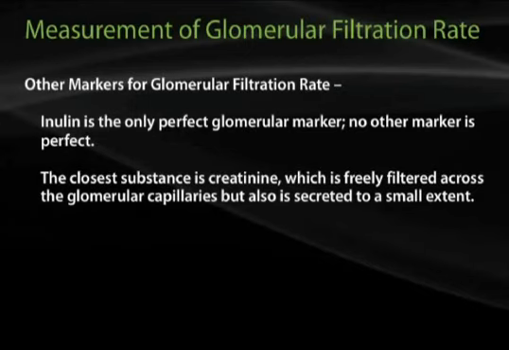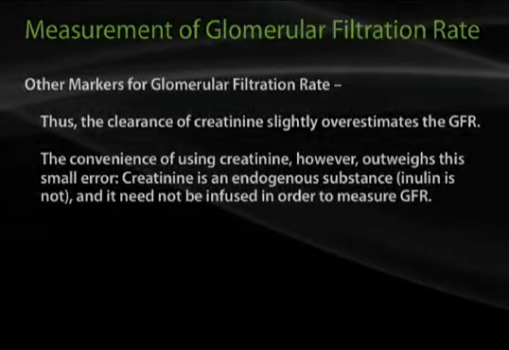Inulin is the only perfect glomerular marker. No other marker is perfect. The closest substance identified currently is creatinine, which is freely filtered across the glomerular capillaries, but it is also secreted to a small extent. Thus, the clearance of creatinine slightly overestimates the GFR. The convenience of using creatinine, however, outweighs this small error.